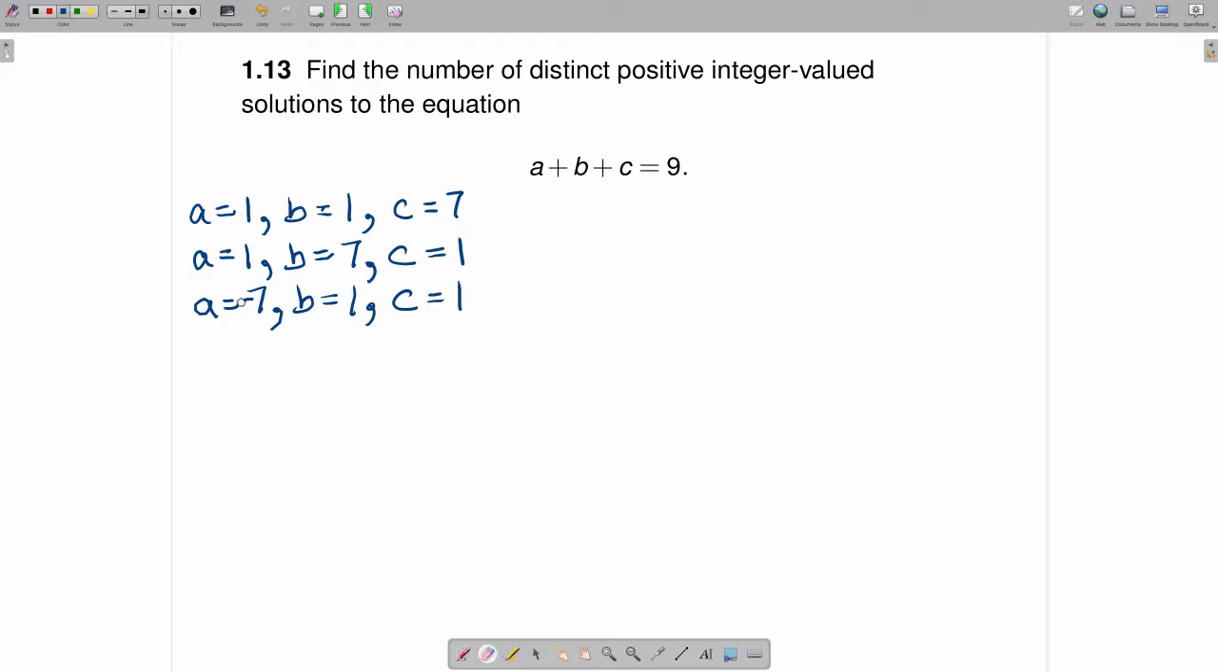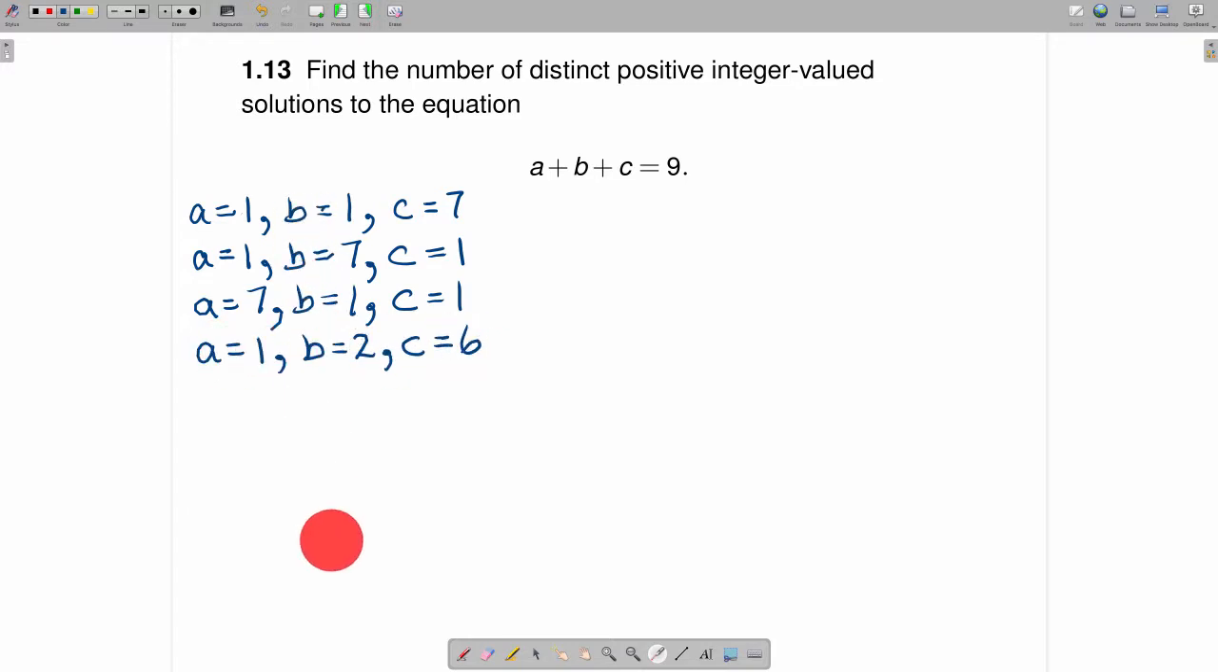Now at this point I have exhausted all of the 7-1-1 combinations, so now I can go to a different set. This time let's try a equals 1, b equals 2, c is equal to 6. So I've got one of the 1, 2, 6 ways of doing things. Then I've got to go 1, 6, 2, 6, 1, 2. So I've got a bunch of different ways to list these out.